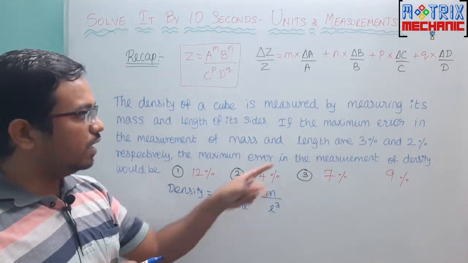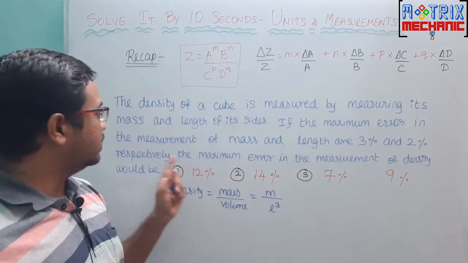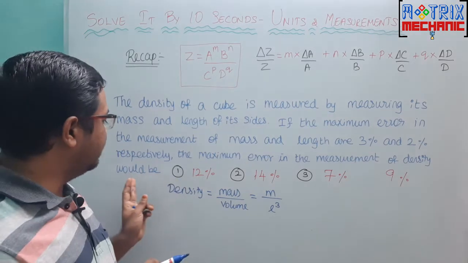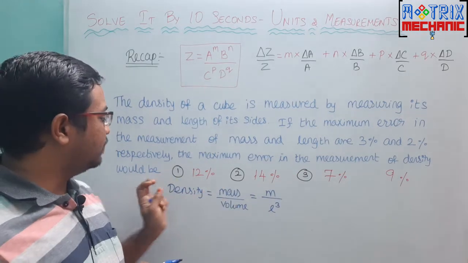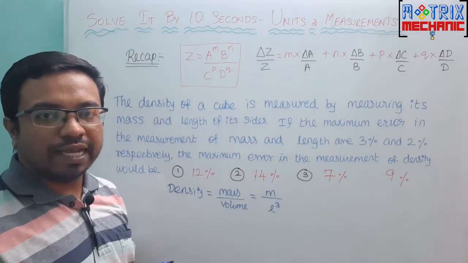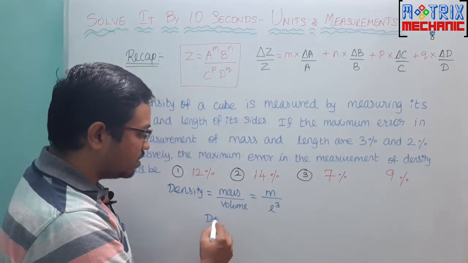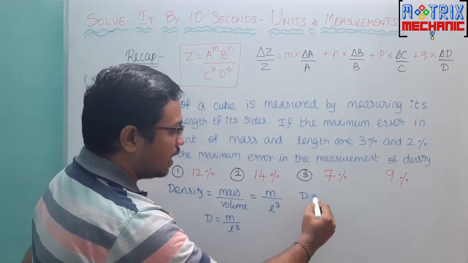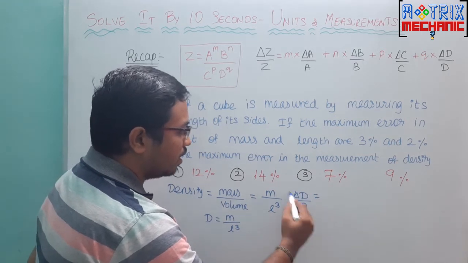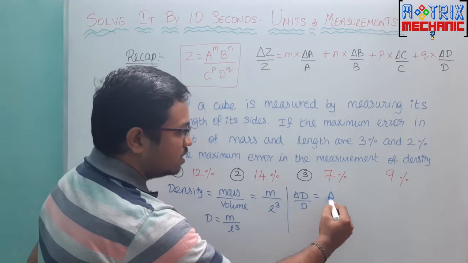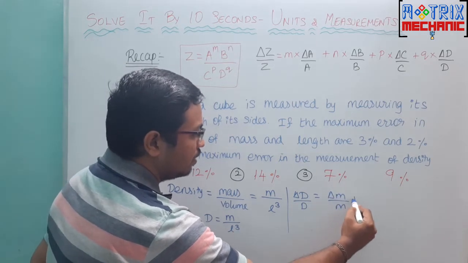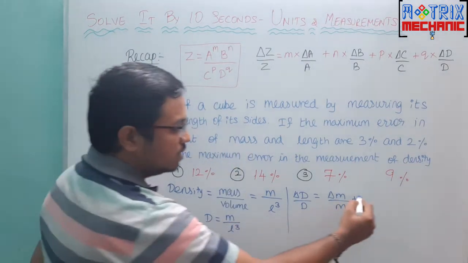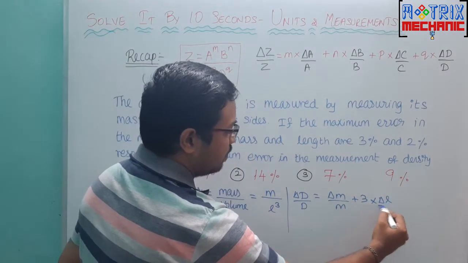They have given the error in mass is 3%, error in length is 2%. Then what would be the maximum error in the measurement of density? So we have to calculate the maximum error in the measurement of density. So d is equal to m by L cube. So d can be written as del d by d. I am going to write the expression that is equal to del m by m plus, even though it is in division, with the help of this formula we have to write, 3 into del L by L.